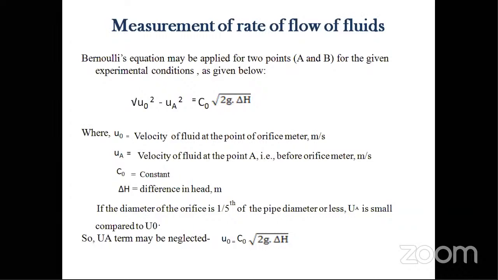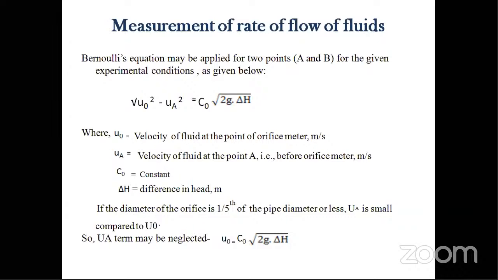Where U0 is the velocity of the fluid at the point of the orifice meter, UA is the velocity of the fluid at point A, before the orifice meter, C0 is the constant, and delta H is the difference in pressure heads.